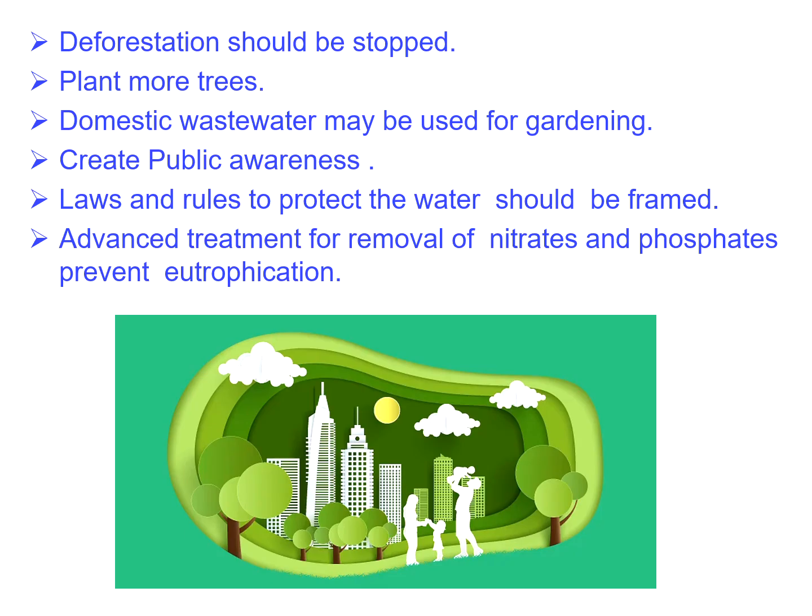We should not just cut trees. Rather, we should plant more trees. We should make a campaign: save trees, save life. The domestic wastewater may be used for gardening. We should create more public awareness, and also advanced treatment for the removal of nitrates and phosphates prevents eutrophication. All these things we have to carefully do, so that we can make our environment clean.